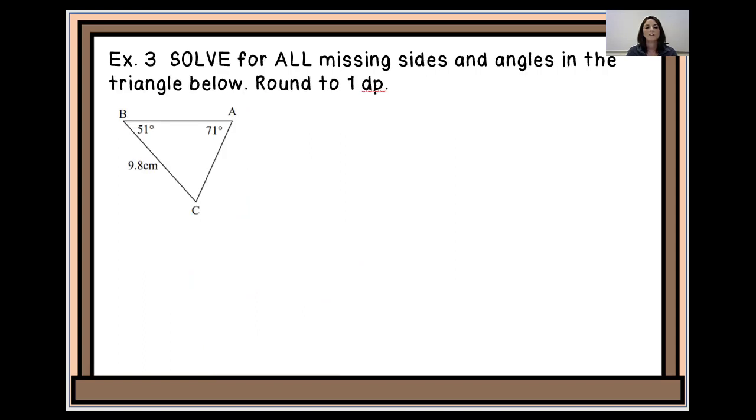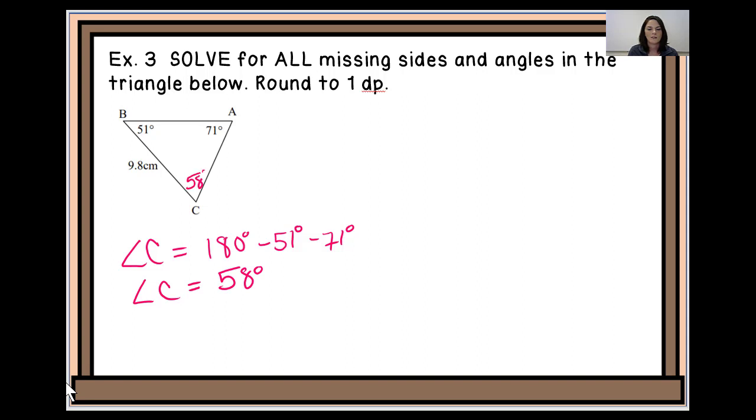For this example, we are going to solve. That means we have to find all missing angles and all missing side lengths. And we're going to round to 1 decimal point where applicable for side lengths and angles to the nearest whole number. Okay, so angle C: 180 degrees, take away 51 degrees, subtract 71 degrees. So angle C is equal to 58 degrees. Okay, so 58 degrees, I can write that in there.